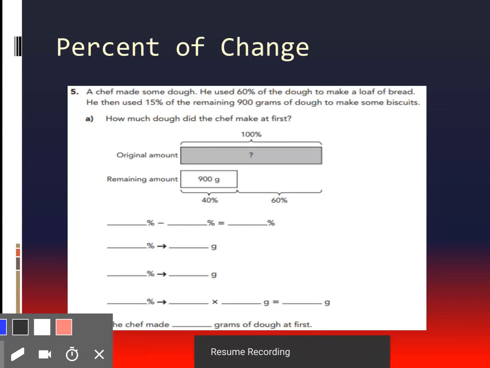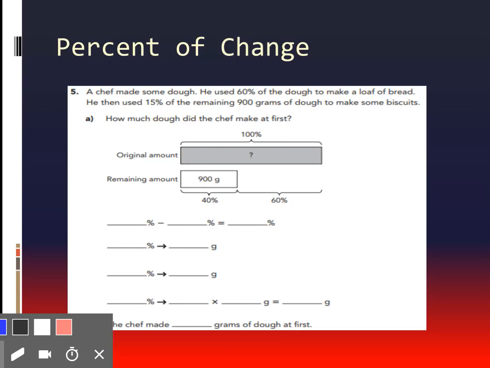Okay, let's do number 5 together. A chef made some dough. He used 60% of the dough to make a loaf of bread. He then used 50% of the remaining 900 grams of dough to make some biscuits. So first they want to know how much did the chef make at first. So what was 100% in the beginning?